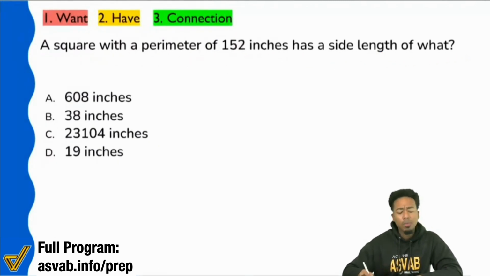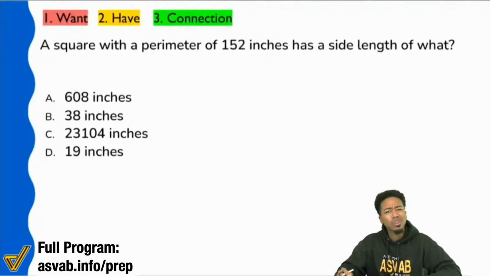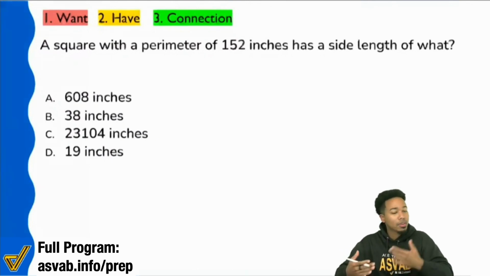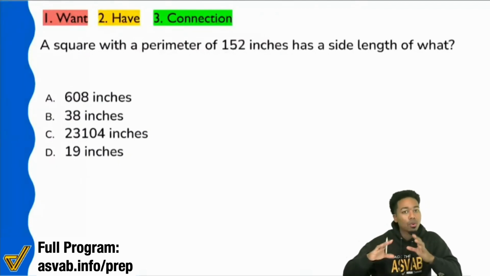So can anybody tell me, are we looking for perimeter or are we looking for side? Which one is it? It's all in the same sentence. Which one of those are we looking for? Right, we're looking for the side length. I know it can definitely seem confusing when you have a ton of math words presented to you, but we want to keep it calm, cool, and collected. So read it in English and then work your way through.